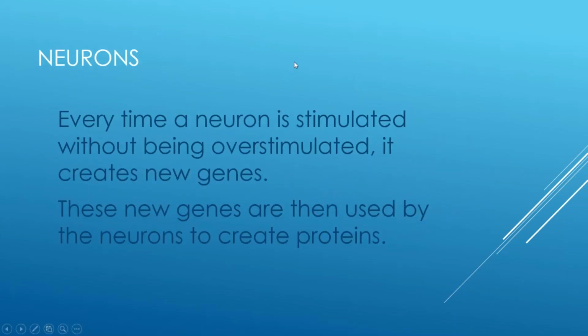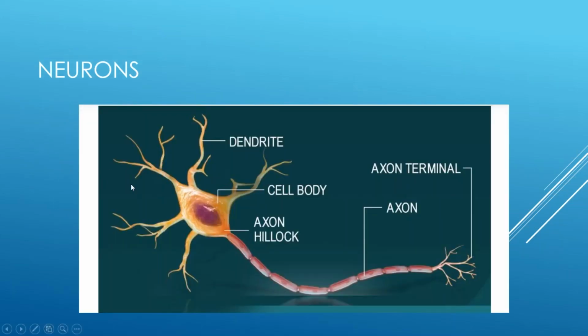So every time a neuron is stimulated, without being overstimulated, so without having too much stimulation, it creates new genes in the nucleus. So when another neuron talks to those dendrites, let's say, it releases a little chemical that crosses a bridge. I don't want to get too deep into this, but there's a little bridge called a synapse. So the message goes down. Let's go back a little bit. The message comes down this arm, and then these little guys at the ends of this for other cells, there's a teeny little space in between.